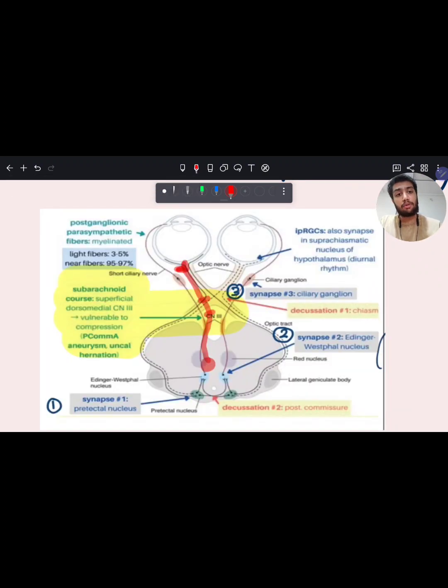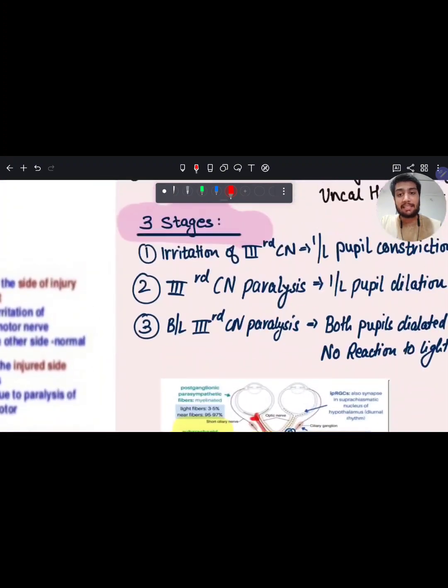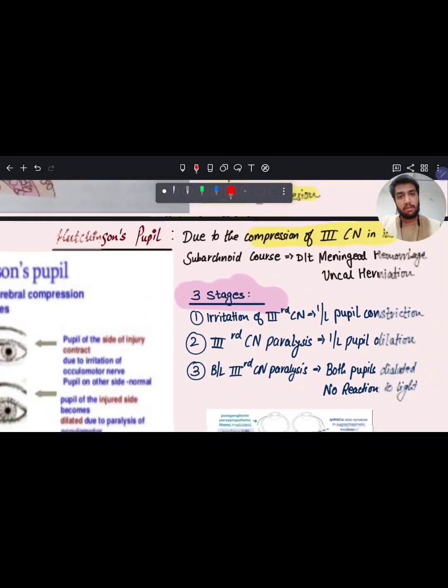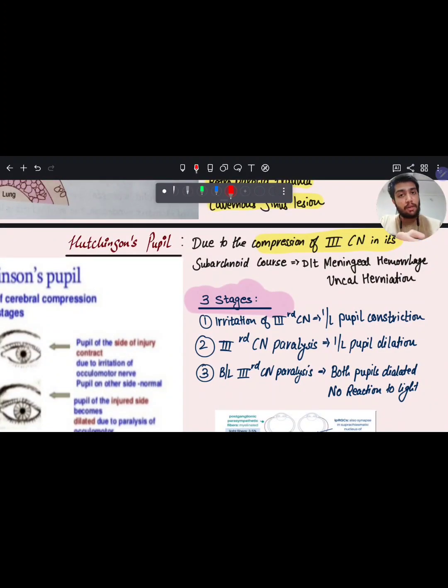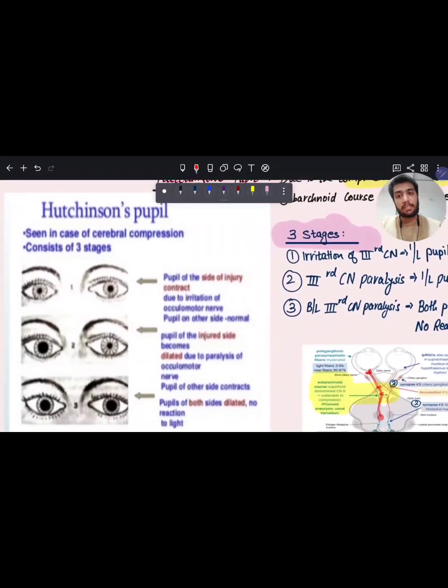This area has a subarachnoid course, and because of this, whenever there is increased intracranial tension, there is going to be compression of the third cranial nerve. And as we know, the third cranial nerve is a parasympathetic supply to the pupil, which is helpful to constrict the pupil. So there are three stages of Hutchinson pupil.